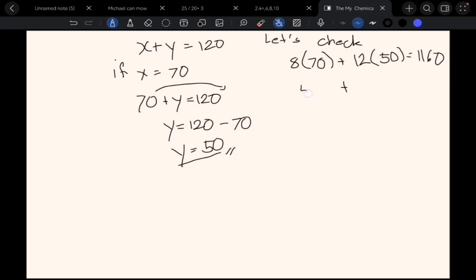1,160. 8 times 70, that would be equal to $560. All right. 12 times 50, that would be $600. So 560 plus 600, that is 1,160. So therefore, we have correct answers here.